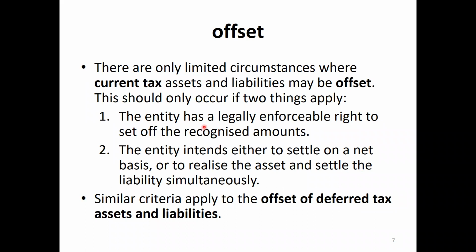Number one, the entity has a legally enforceable right to set off the recognized amount. Legally enforceable right. And number two, the entity intends either to settle on a net basis, or to realize the asset and settle the liability simultaneously. Right? So they can realize the assets and settle the liability simultaneously, then they can offset. Similar criteria apply to the offset of deferred tax assets and liabilities.